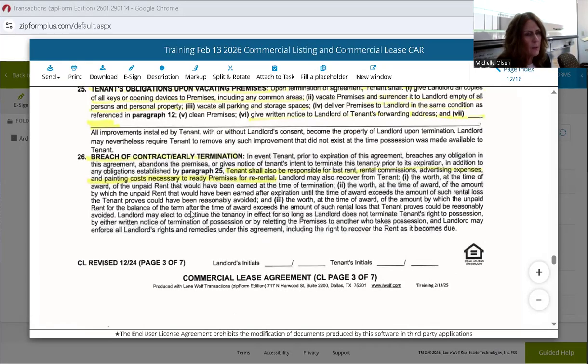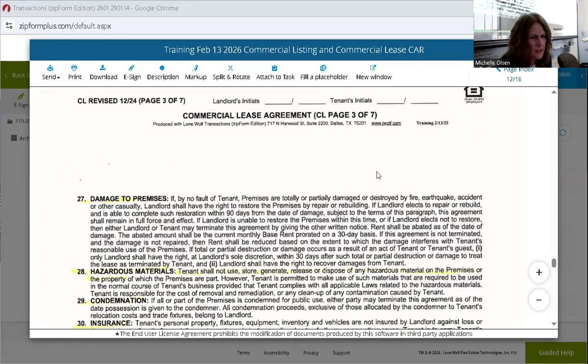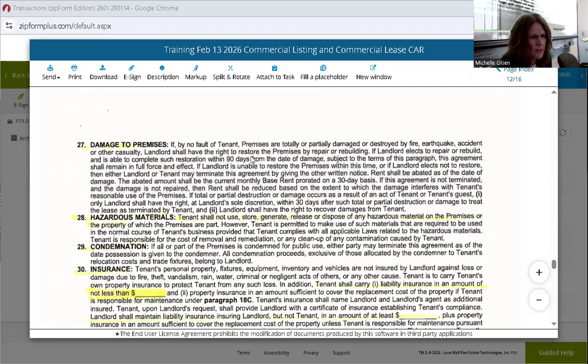Okay, so breach of the contract, early termination. So if that happens, you can read this paragraph, but the gist is that the tenant is responsible for any lost rent, rental commissions, advertising expenses, things of that nature, painting, what it will cost to get the premises ready to re-rent. Okay, so hopefully you don't run into this. So damage to the premises. That's if by no fault of the tenant the unit was partially damaged or destroyed by fire, earthquake, etc. It goes over the terms of what would happen then.